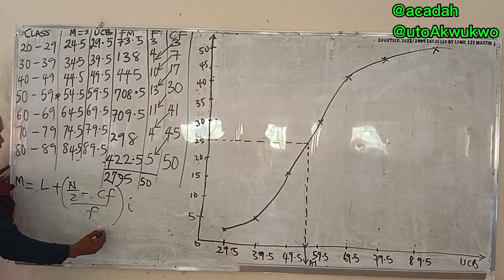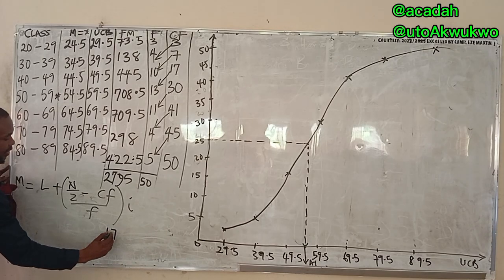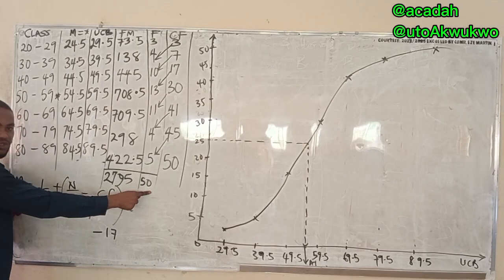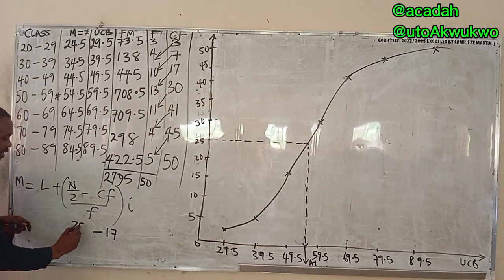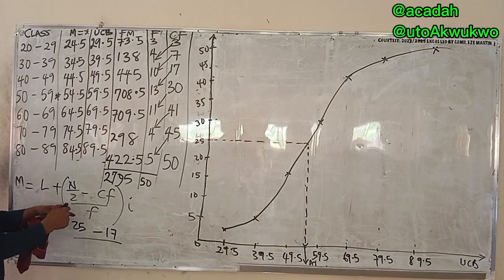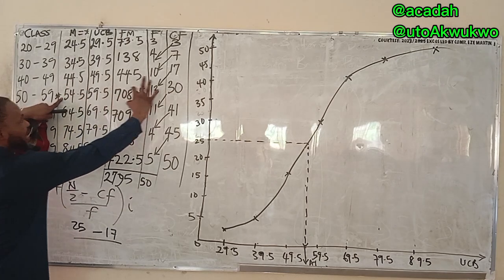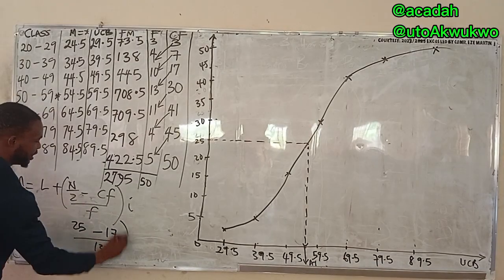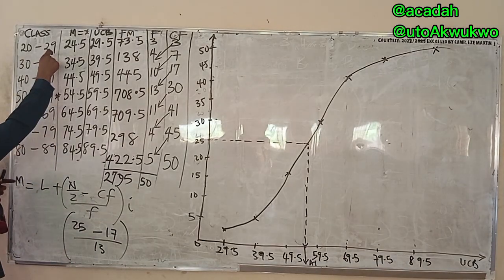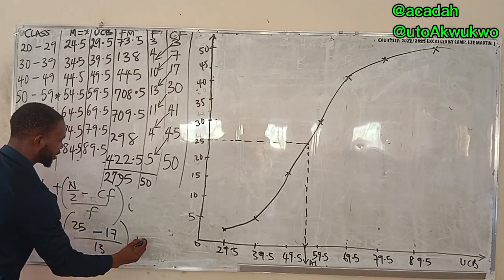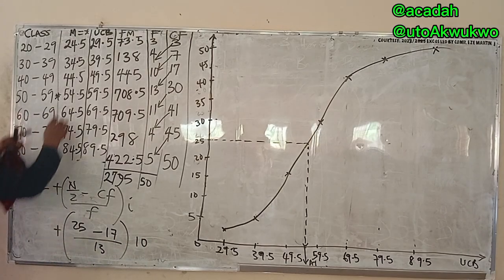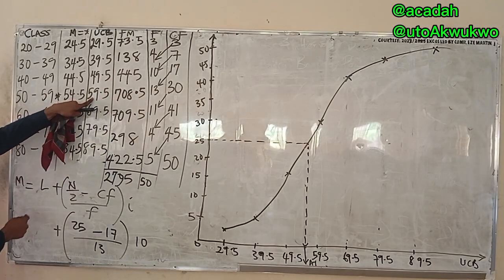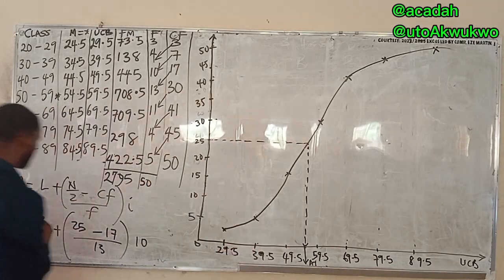So this CF here will simply be 17. N over 2 is exactly as saying 50, the total frequency, divided by 2. 25. I have 25. Then the frequency, this F, will simply be the frequency of this class. And this class frequency is 13. Now, the class interval of this distribution is 10. The lower class boundary of this class is simply 49.5, which is this.